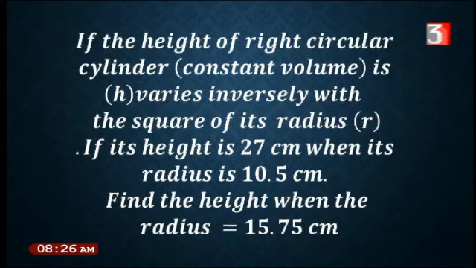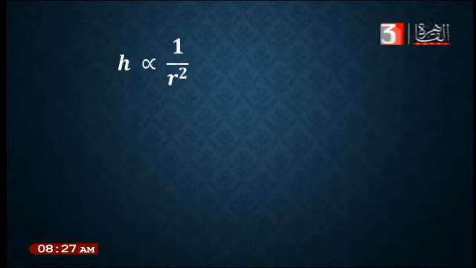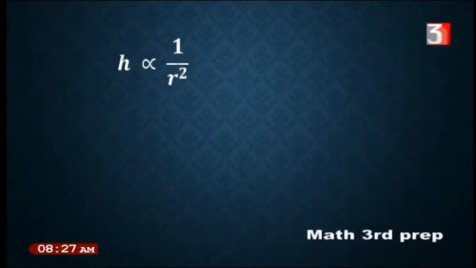This variation is inverse variation. So we are going to notice that the height is varying inversely with the square of the radius. So we can say that h varies inversely with the square of the radius. So h varies with 1 over the square of the radius, which is r to the power of 2.